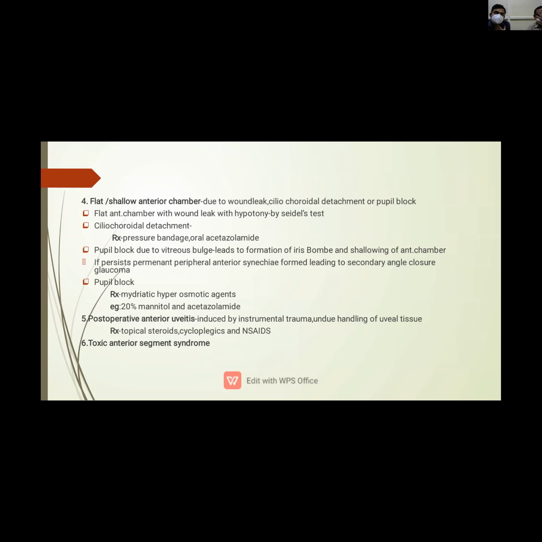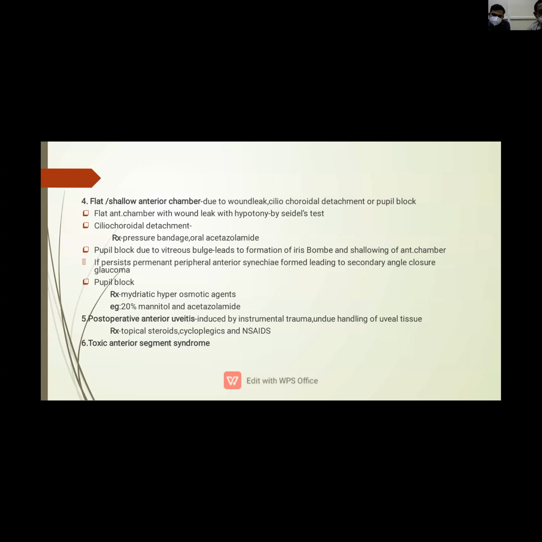Where do you look for leakage? Normally we see the incisional line. If there is dilution of the fluorescein stain in a particular area, that indicates there is a leakage from that point. So there we put a suture. Okay, sir.